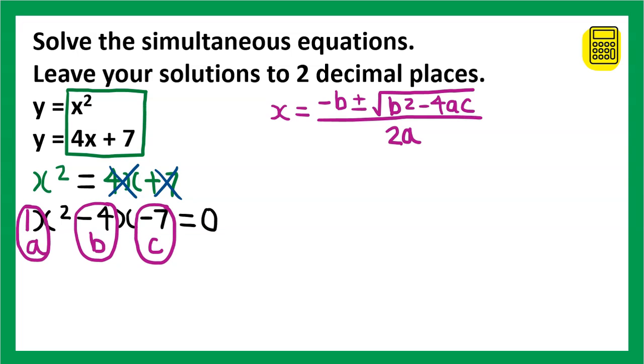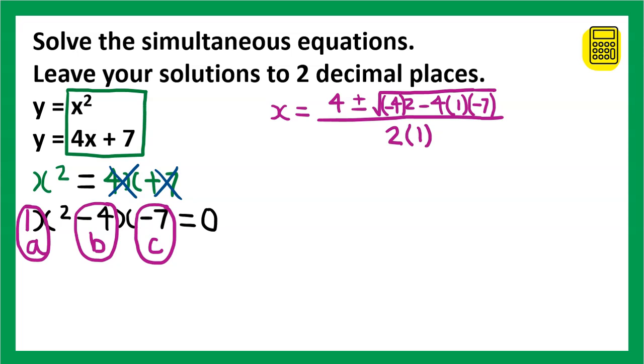Substitute these into the quadratic formula. We start off with negative b, that's negative 4, which is actually going to be a positive 4 at the beginning. Then we have b squared. Any of the terms that involve squaring, when you have negatives, you need to use brackets, otherwise your calculator will miscalculate this. And we have 4 lots of a, which is 1, multiplied by c, which is negative 7, all over 2 lots of a, which is 2 lots of 1.